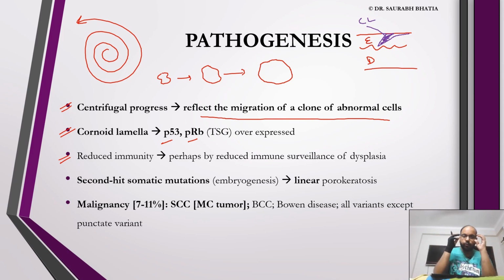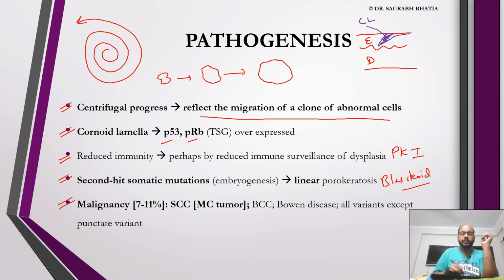So, the theory proposed is that the immune cells are constantly on the lookout for corneocytes which are not behaving properly and remove them from the system. If they are not able to do that, you have abnormal corneocytes leading to porokeratosis. That theory has been implicated in porokeratosis in an immunosuppressed patient. Okay, we'll discuss that entity later. Second hit somatic mutations have been implicated in linear porokeratosis that presents in a Blaschkoid pattern.